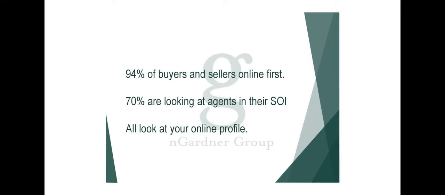real estate. Now, here's the significant piece of this, and I want you to pay attention because it is important to your marketing efforts. And that is that 70% of these people that are online, these buyers and sellers, are looking at agents in their sphere. Yep. And they all know 5 or 6 agents. We know that. This is the way it is.